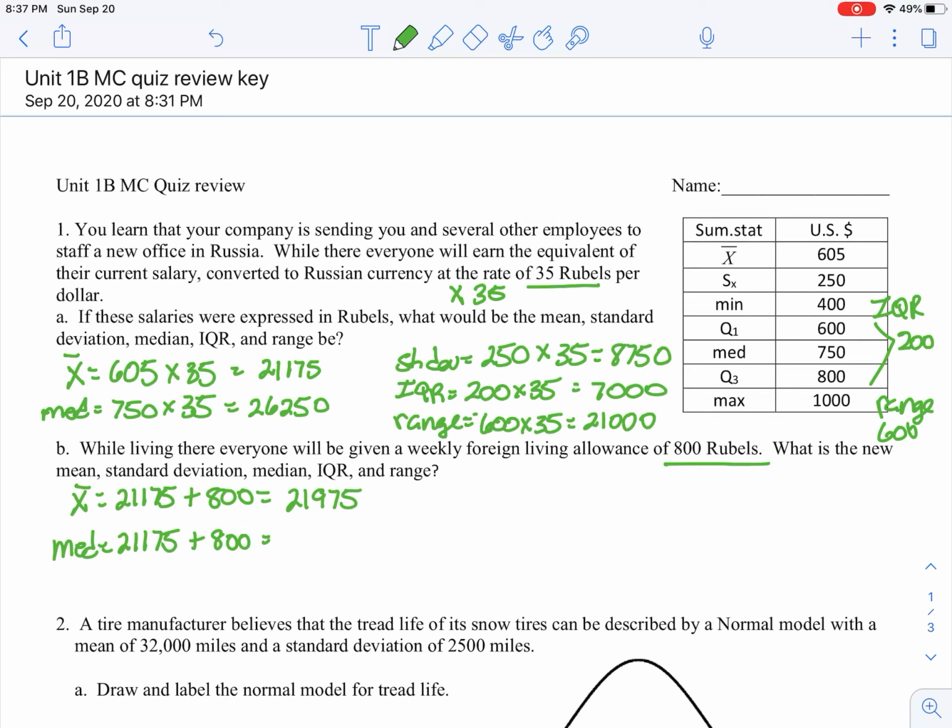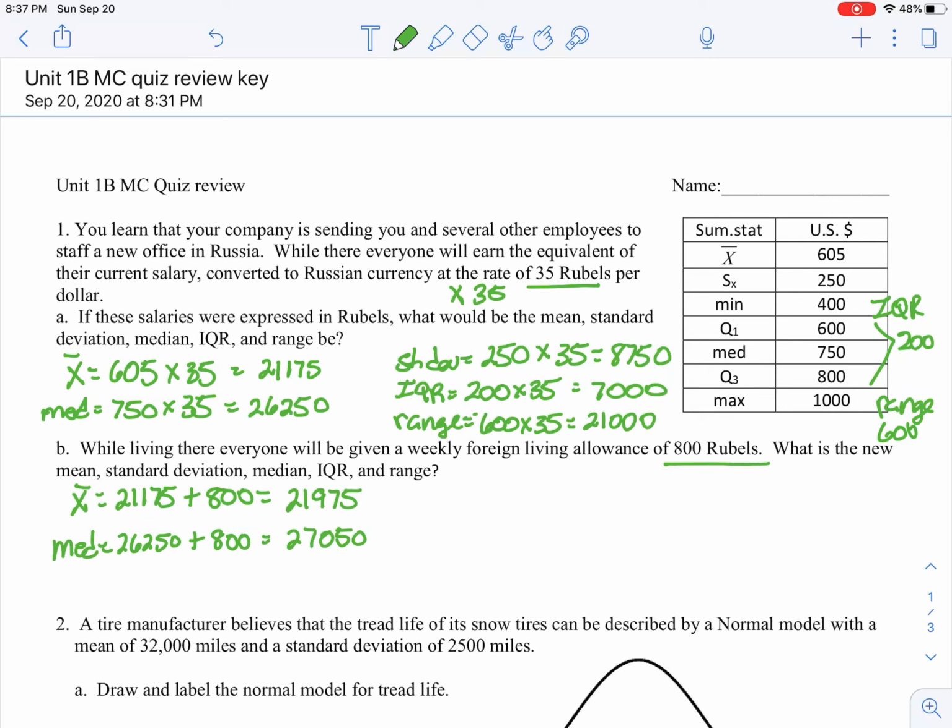Except it's not. My mean and my median are well off, and I wrote down the wrong number. So it's probably easier to grab the eraser and erase all that. So I can grab my pen and write the right median in here. 26,250 plus 800. So we're going to go to 27,050.